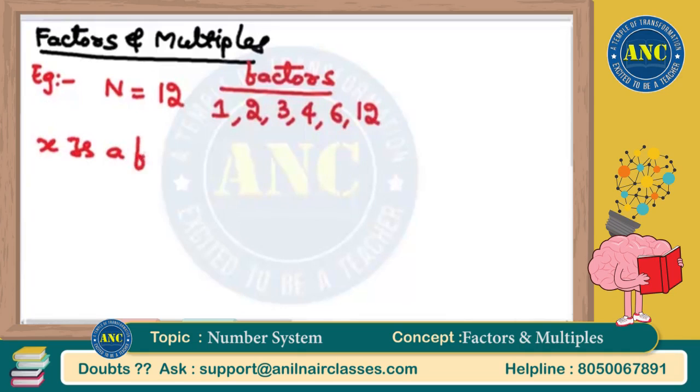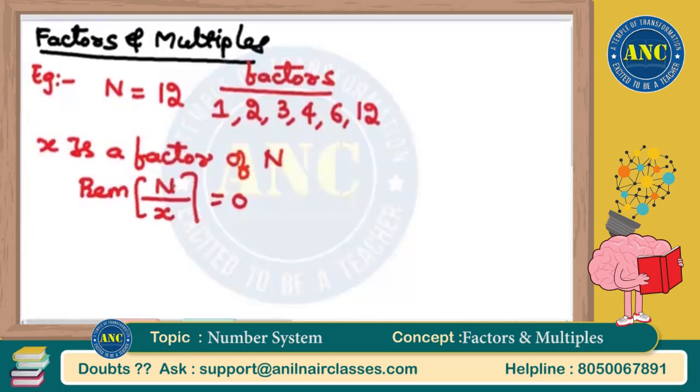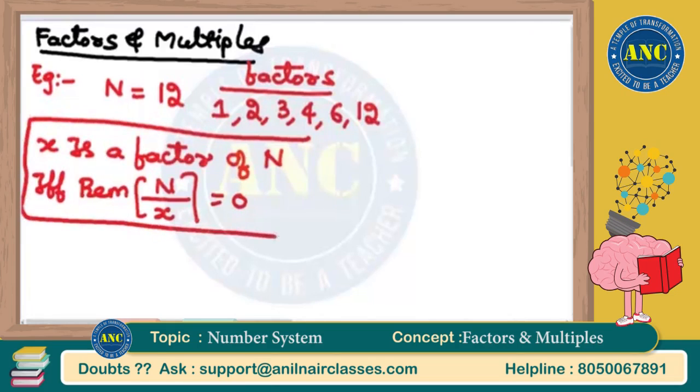X is a factor of n. A natural number will be a factor of another natural number if, when that natural number n is divided by x, I get the remainder 0. All the models on factors and multiples and highest powers we will try to solve. So when n is divided by x, the remainder will be 0.